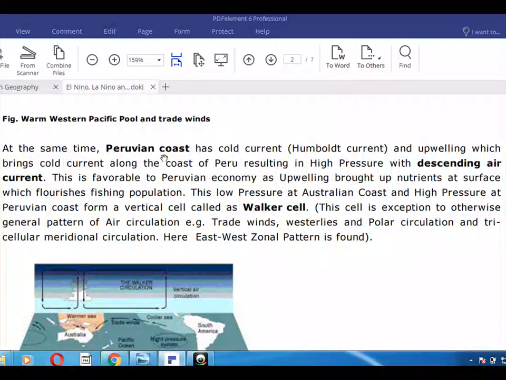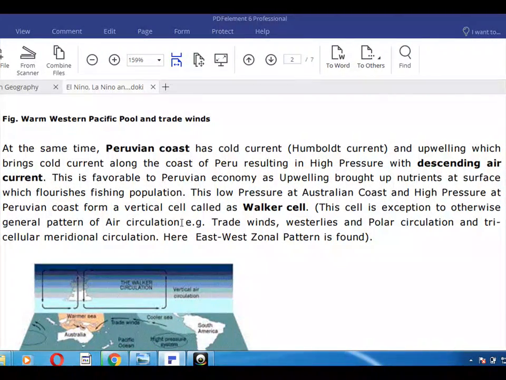At the same time, the coast of Peru has a cold current, the Humboldt current, and upwelling, which brings cold current along the coast of Peru, resulting in high pressure with descending air current. This is favorable to the Peruvian economy, as upwelling brings up nutrients which flourish the fish population. So there is low pressure at the Australian coast and high pressure at the Peruvian coast.